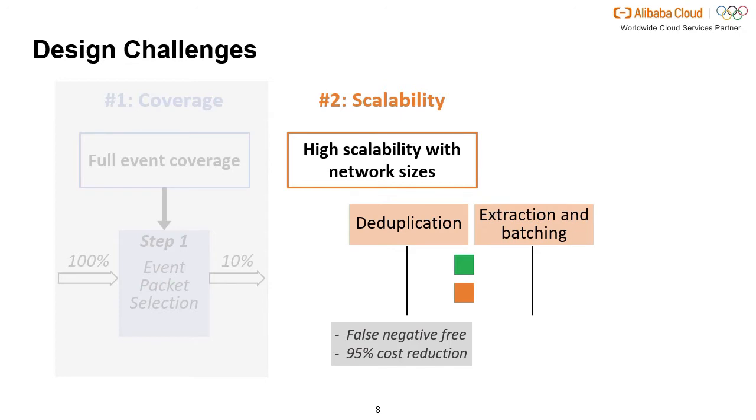Then, we remove the redundant payload and headers in deduplicated packets by extraction and batching. We get exact flow events and batch them in an Ethernet packet. Event extraction and batching bring small bandwidth overhead to normal packet forwarding, while reducing 98% of monitoring costs.